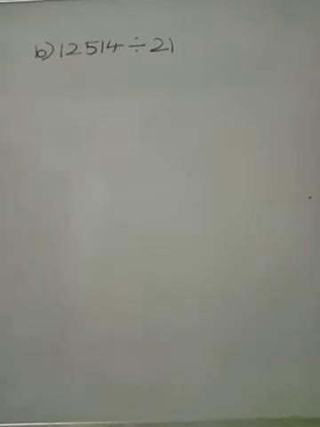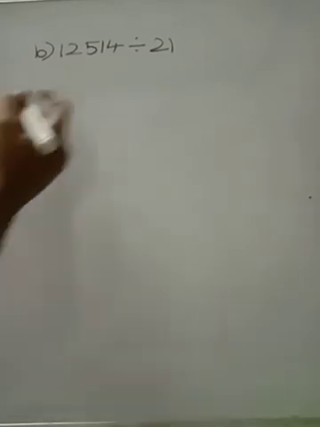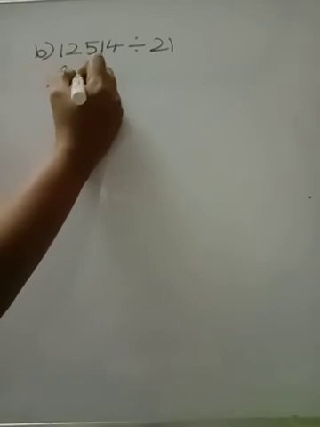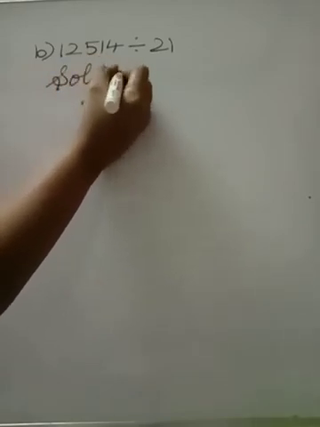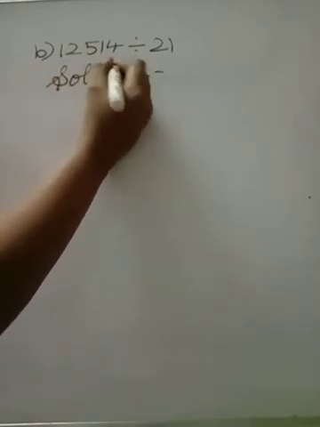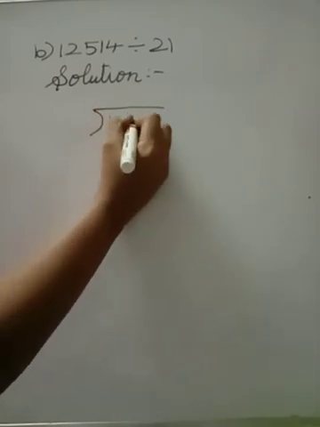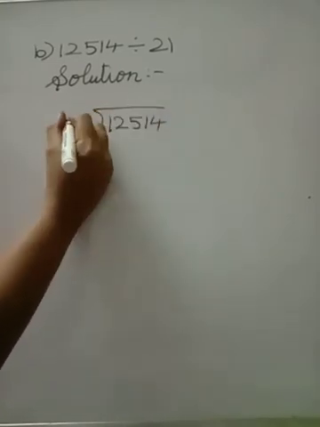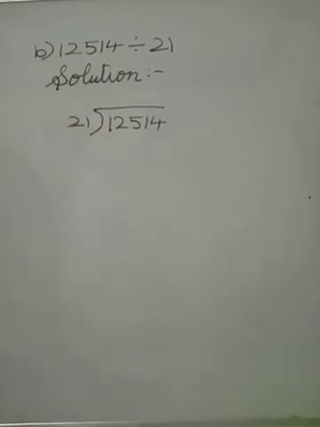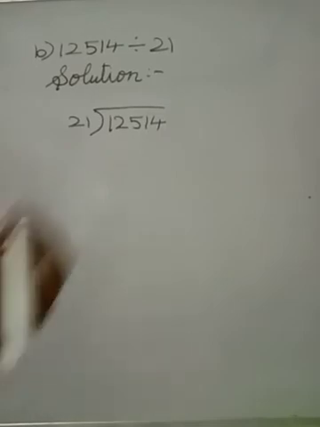The second sum is 12,514 divided by 21. Now we are going to write the solution. So first draw the symbol, write the dividend first and the divisor outside. Okay, so here we are going to use the 21st table. So first shall we write the tables?